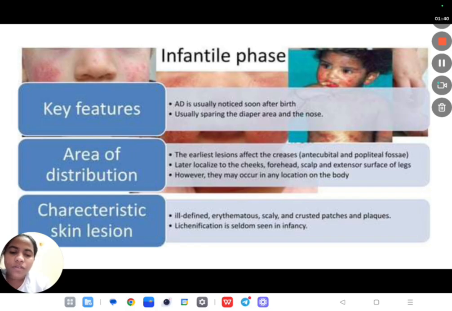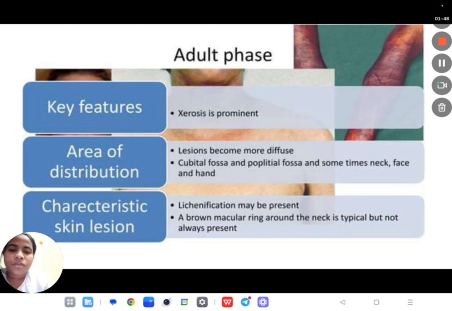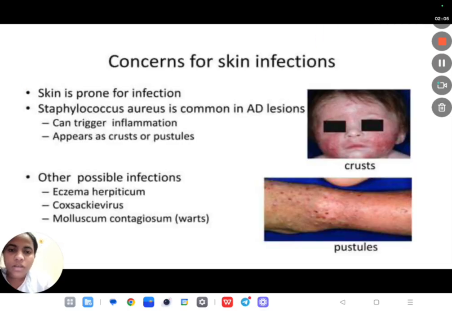Characteristic features: you can see erythematous, scaly, clustered patches and plaques. Lichenification is seldom seen in infancy. In adults, xerosis is prominent, which means dry skin is prominent, and lesions become more diffuse, in the cubital and popliteal fossa, and sometimes the neck, face, and hand. As a feature of the skin lesions, lichenification may be present, and a brown macular ring around the neck is typical but not always present.